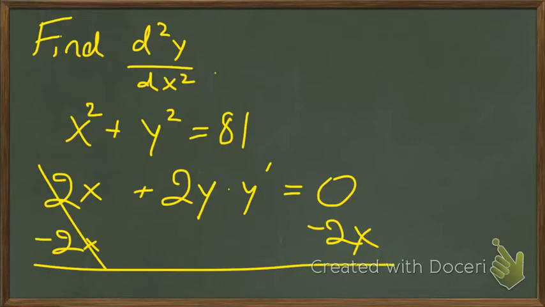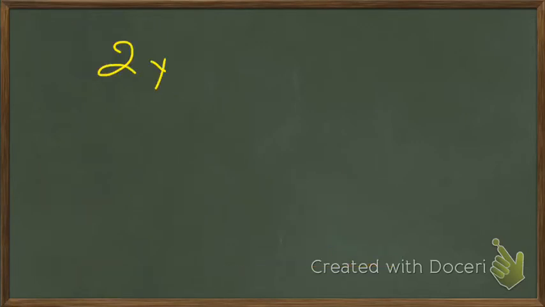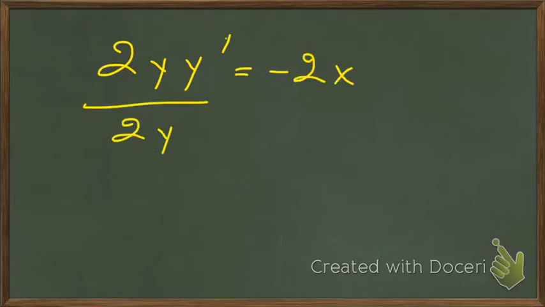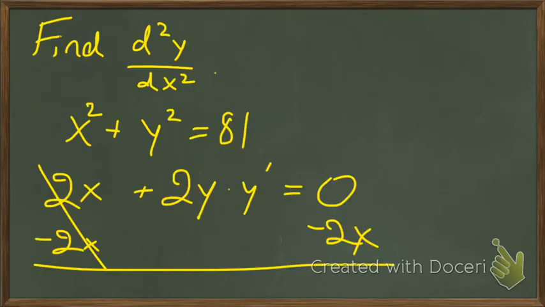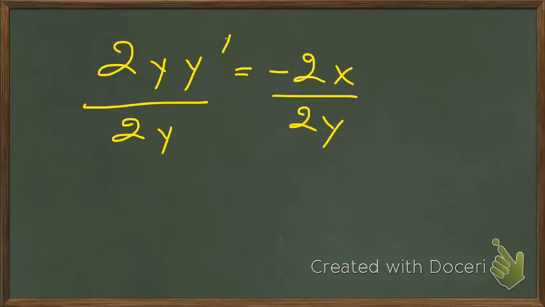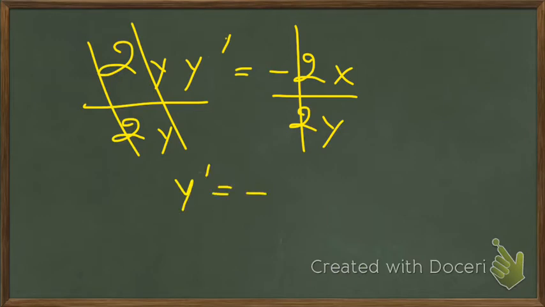When we do, we've got 2y y prime is equal to negative 2x. Divide by 2y. Okay. So, these 2's cancel, the y's cancel, these 2's cancel. We find that y prime is negative x divided by y. This is our first derivative.